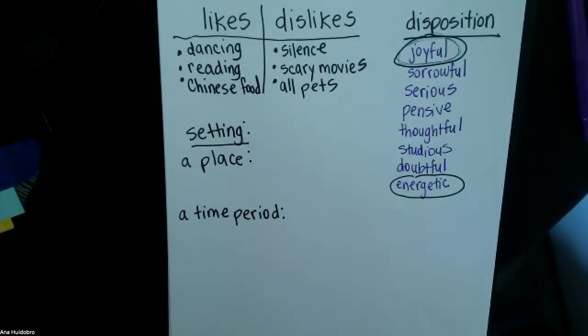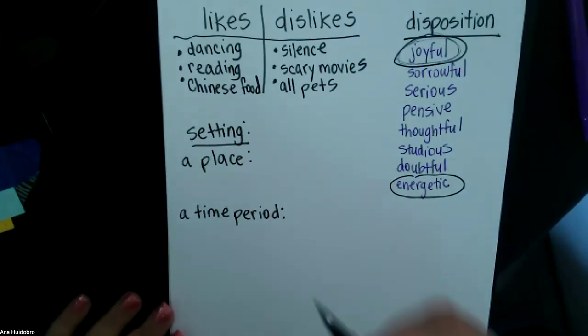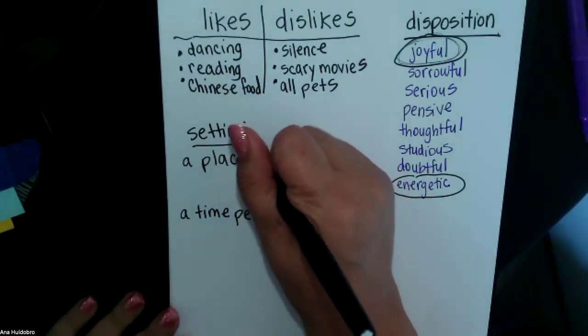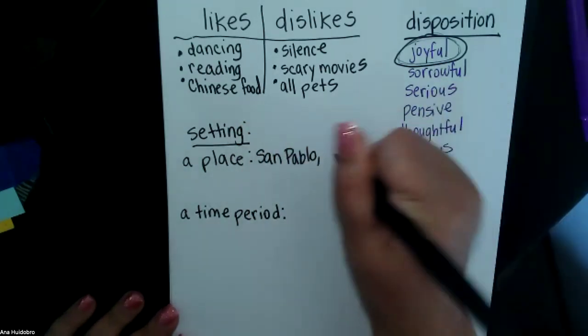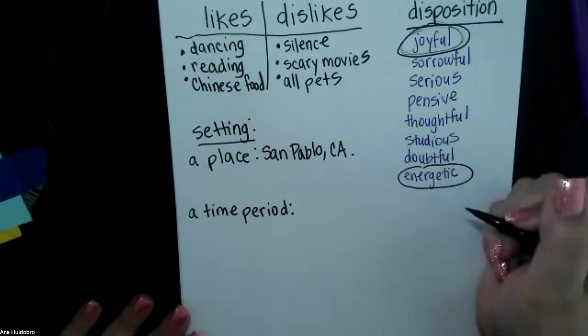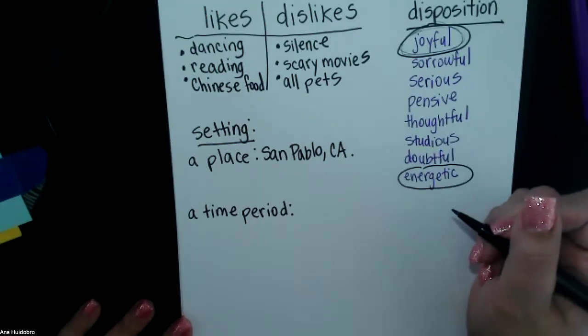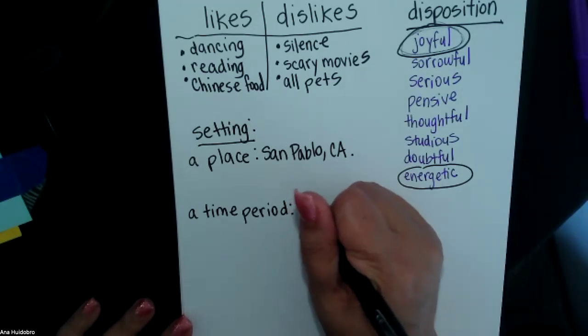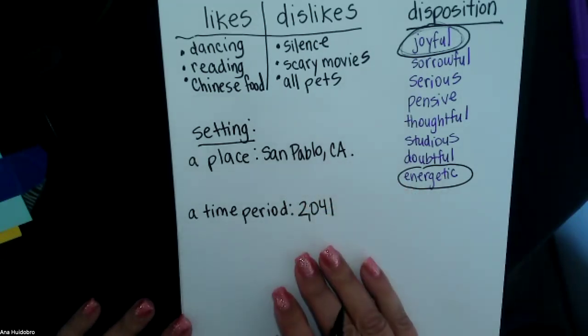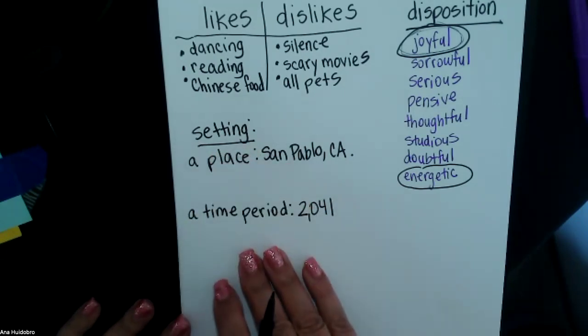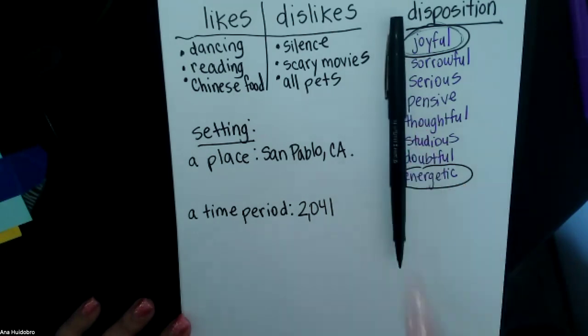So for me, my character, Briseida, lives in the city of San Pablo, California, and she lives in the year 2041. That's mine. Why don't you go ahead, and I'm going to put down my pen, and you could share with your group what setting your character lives in. Go ahead.